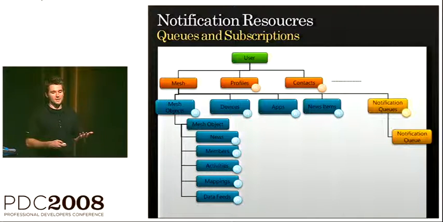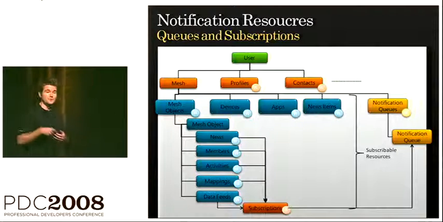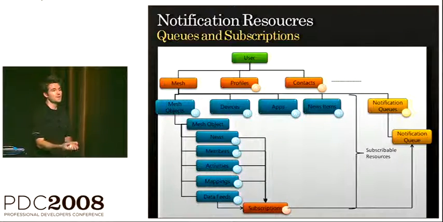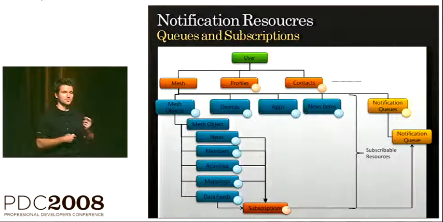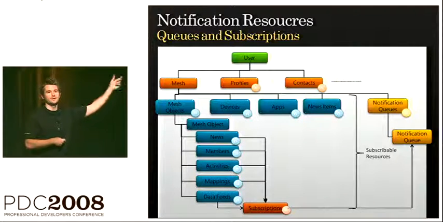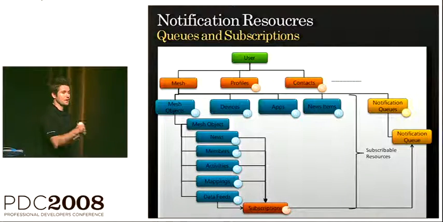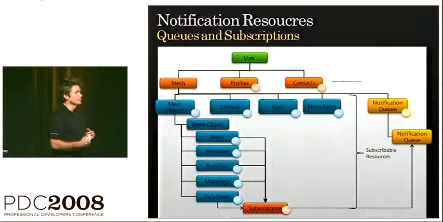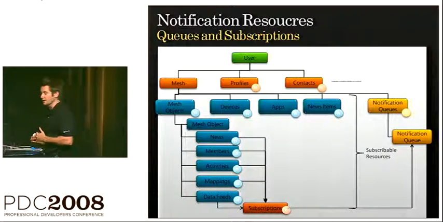So hanging off of a mesh namespace is a notification queue. You can just post to that notification queue, and we'll hand you back a notification queue instance, and you can use that URI to then subscribe to objects in the directory or among the live services. So today, all of the mesh services are subscribable. Over time, we'll be adding that capability to other resources at the higher level, specifically profiles and contacts.